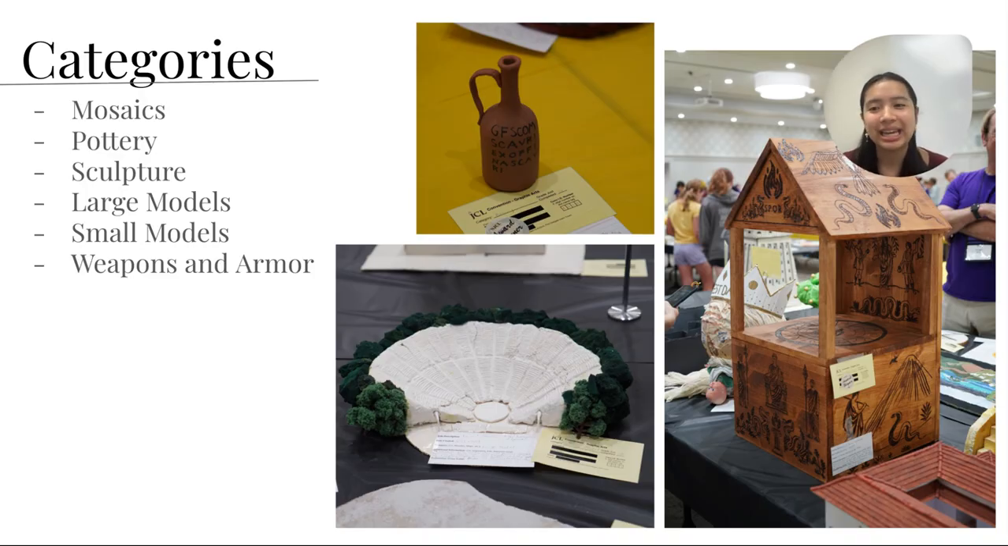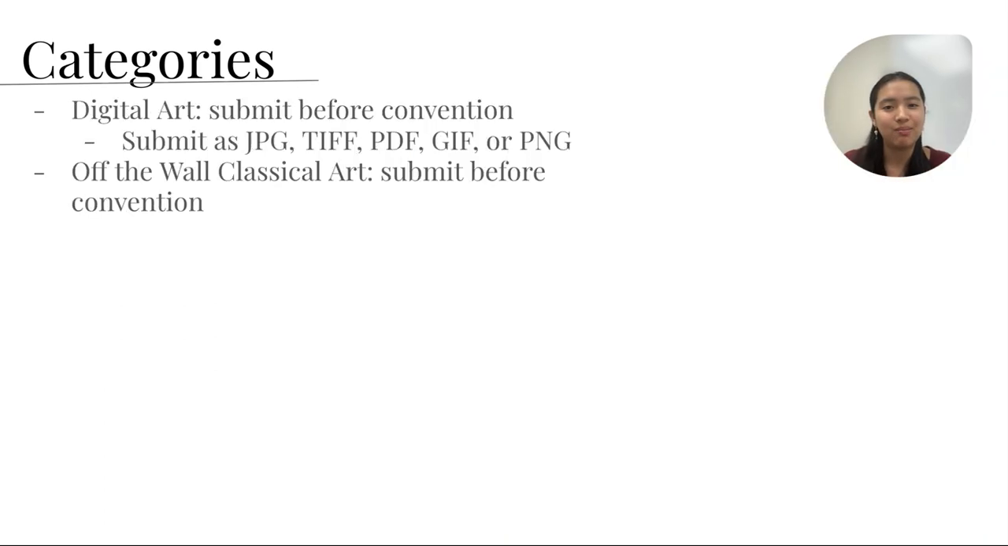Next up, weapons and armor. This is replicate armor or weapons of Greece or Rome. They are going to be blunted, so if you are coming with a sword, please blunt that. Any authentic techniques that you used, you want to highlight that on your 3x5 cards. And then when it comes to sizing, a maximum of 36 inches in width, height, and depth.